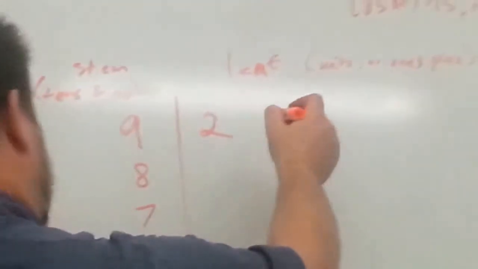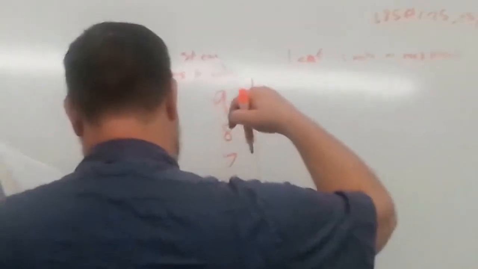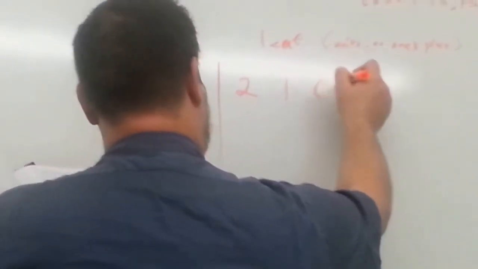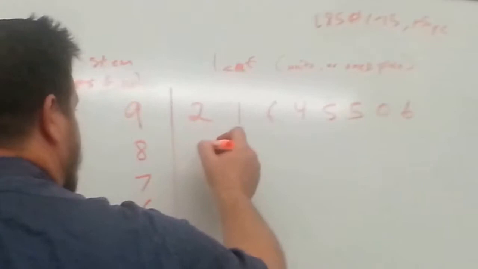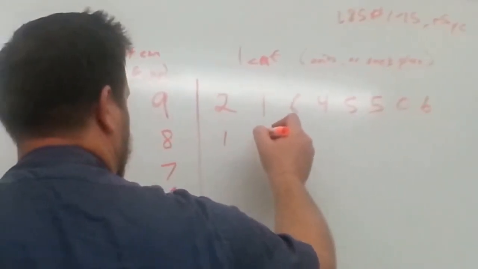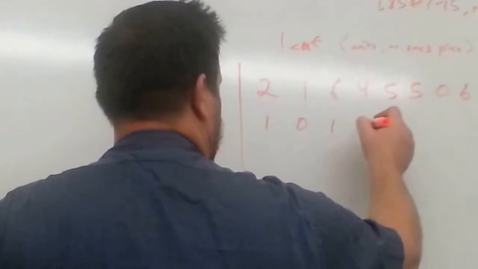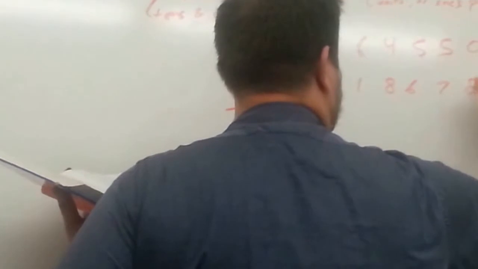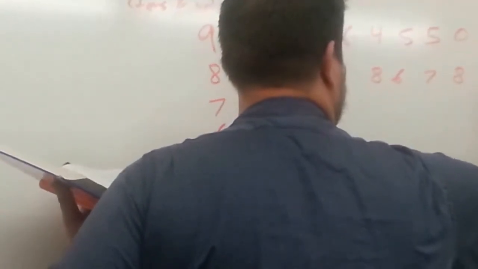What numbers do we have in the 90s? We've got a 92, so I'm going to put a 2 here for the leaf. 91. Then we've got a 91, a 96, a 94, 95, another 95, a 90, 96, 96. And for the 80s, what do we have? 81, 80, 81, 88, 86, 87, 88, 82, 87, 89, 85.